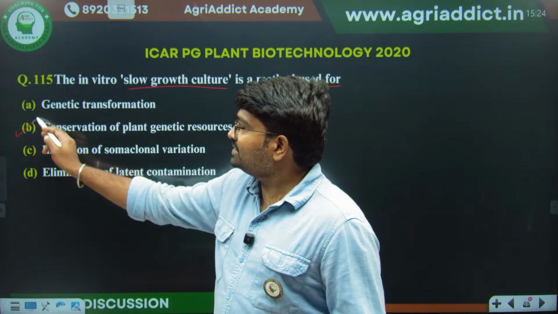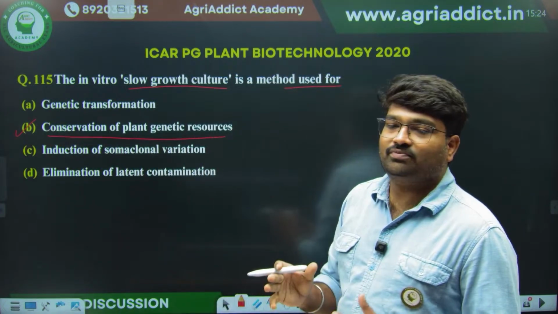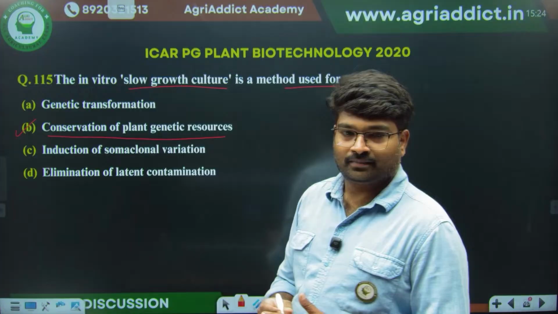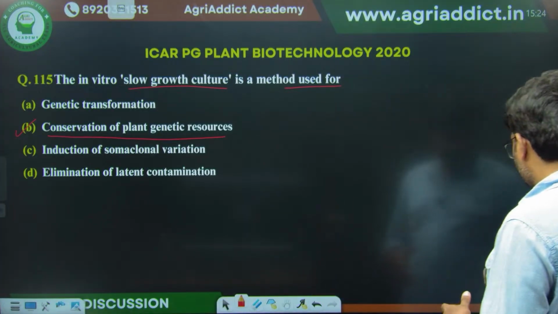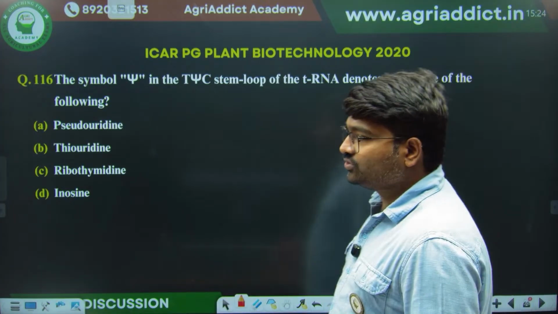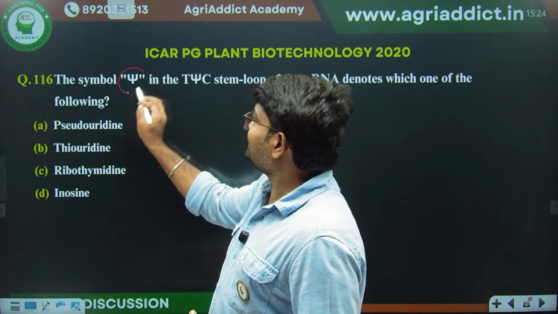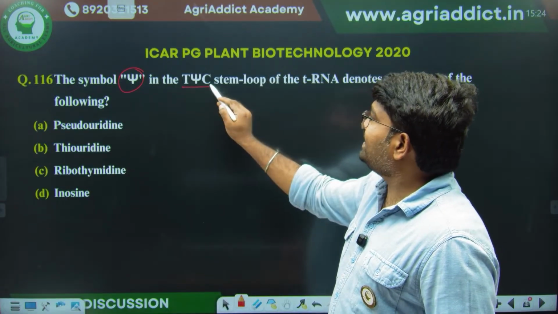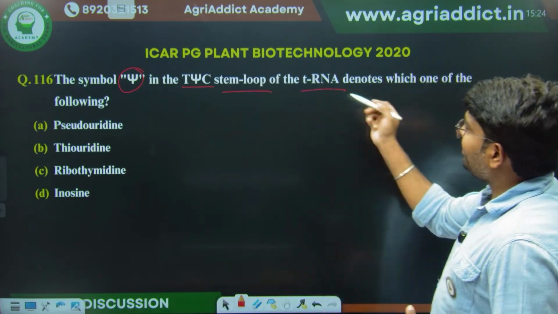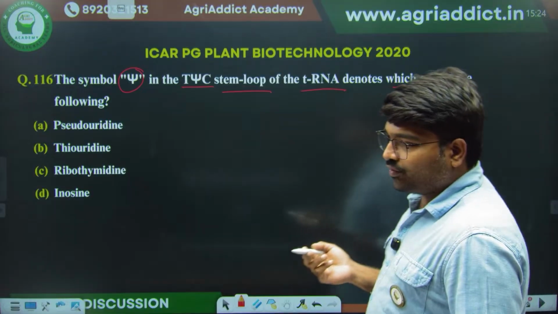Yes, it's a preservation method, a conservation of plant genetic resource method. Yes, very good. It's a conservation of plant genetic resource method. The symbol psi in the T psi C stem loop of tRNA denotes which of the following?